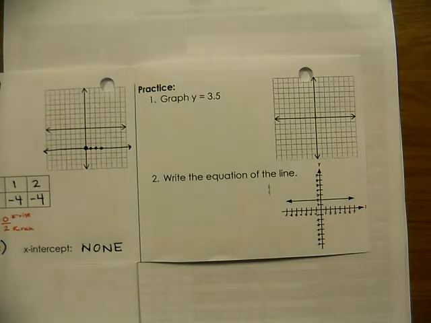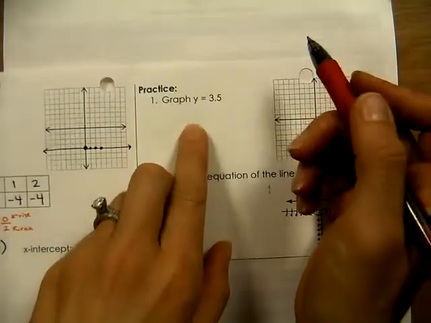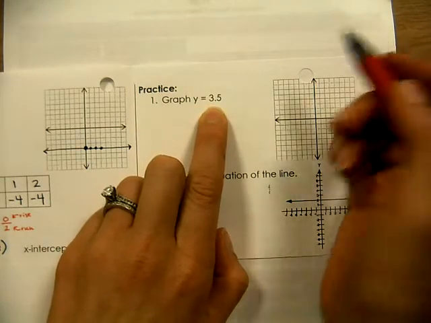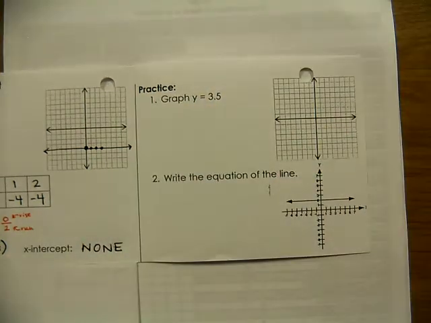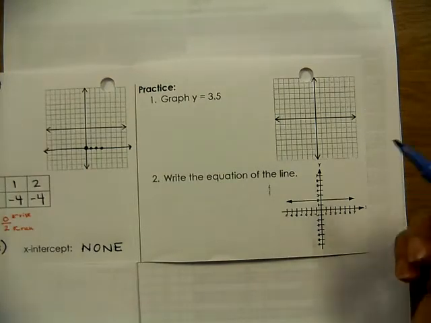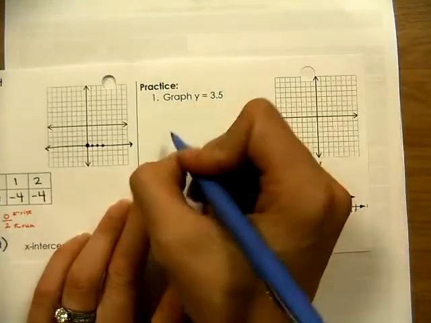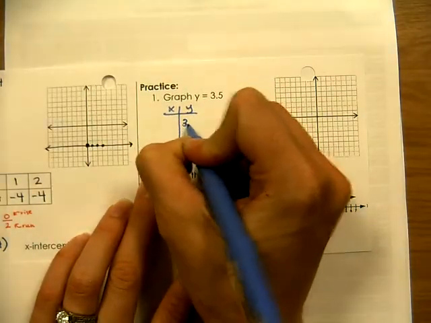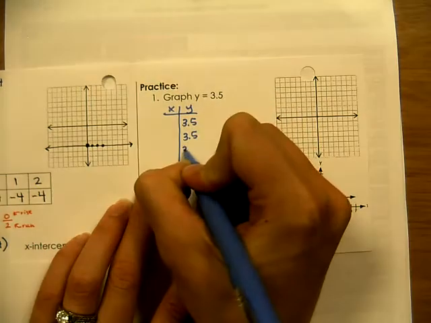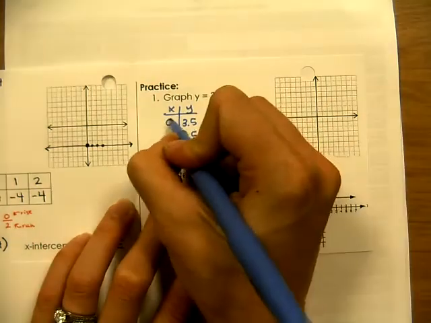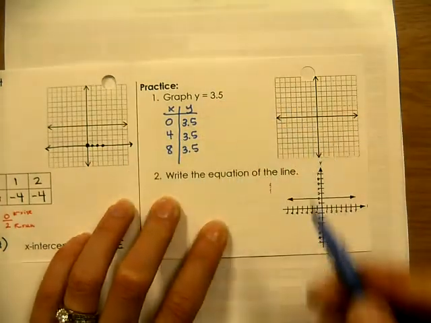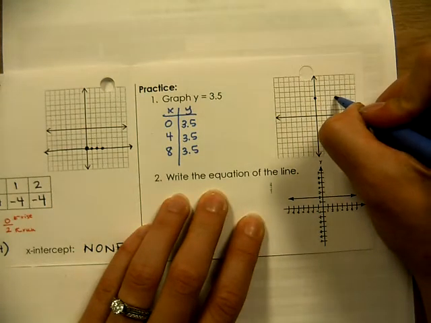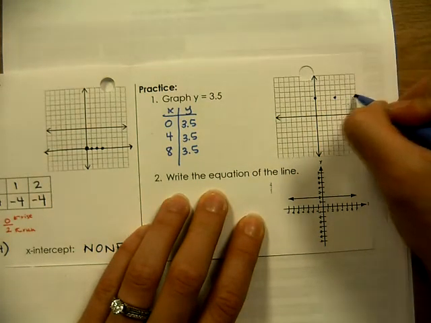Now that you've attempted these on your own, I want you to check your answers with this video. If I want to graph y equals 3.5, I don't see an x. I know that y is always equal to 3.5. In other words, no matter what point I plot, it will have a y-coordinate of 3.5. If you find it helpful to make a table of x and y values, you are literally putting 3.5 every time for y, and it doesn't matter what x is. So I could plot the point (0, 3.5), or (4, 3.5), or (8, 3.5).